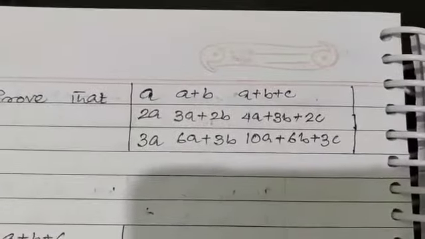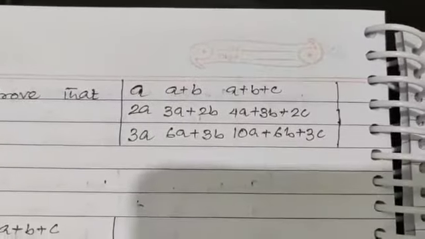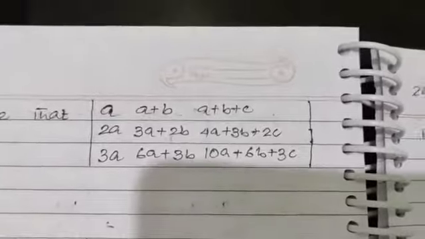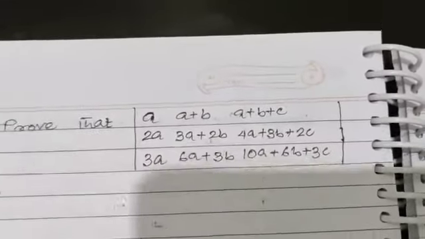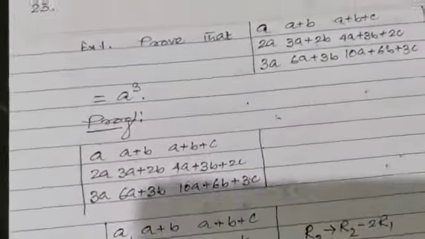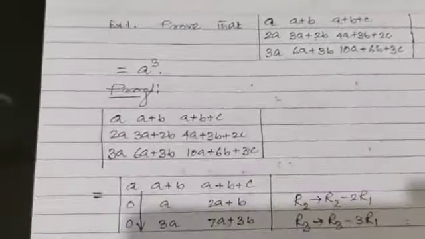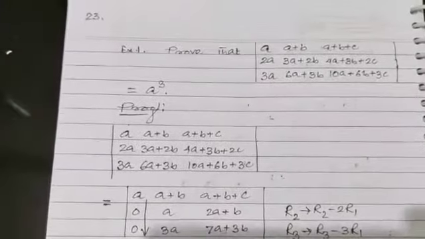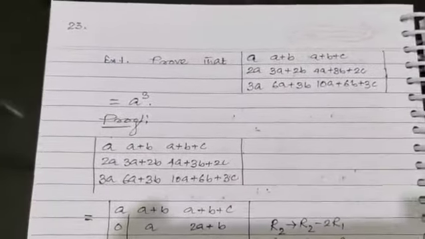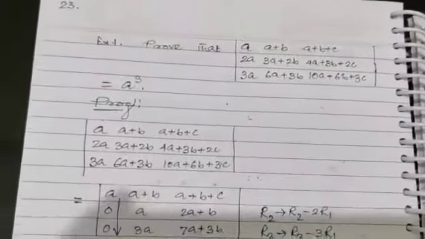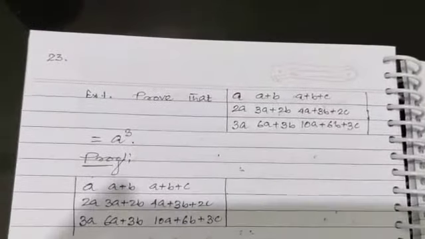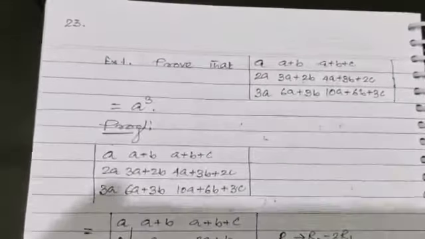a plus b plus c, 2a, 3a plus 2b, 4a plus 3b plus 2c, and 3a, 6a plus 3b, 10a plus 6b plus 3c is equal to a cube. Particularly in problems of determinants, we get problems just to prove, where you can see the result you have to reach. After expanding the determinant, you have to reach the result a cube. But it will be mentioned that you have to use properties.